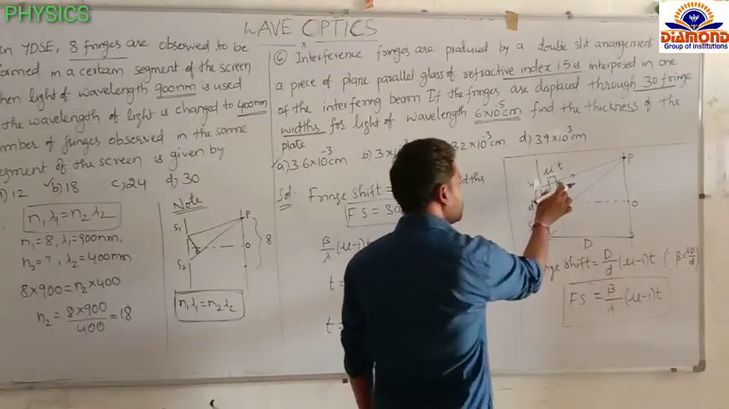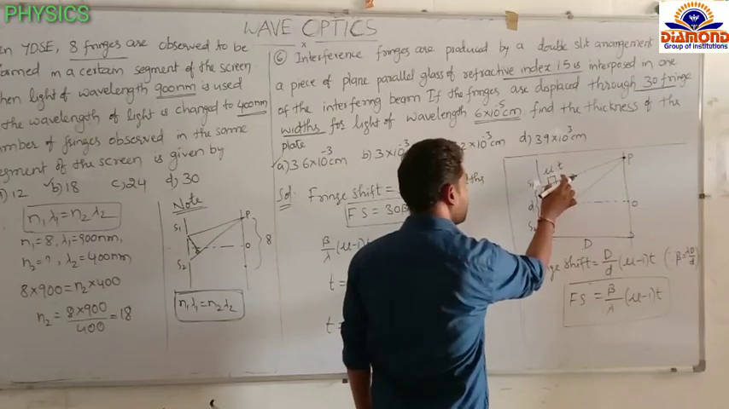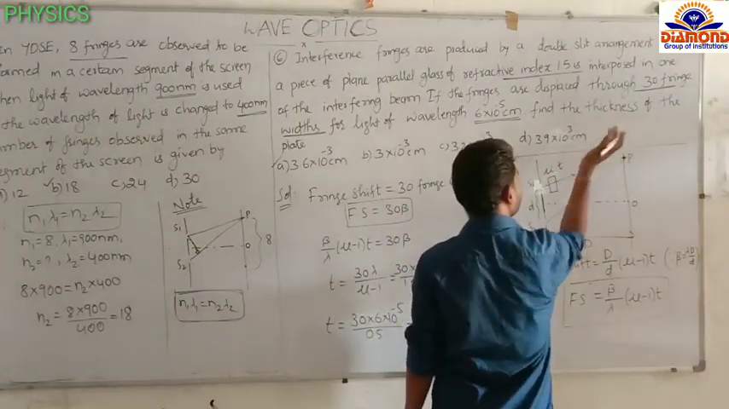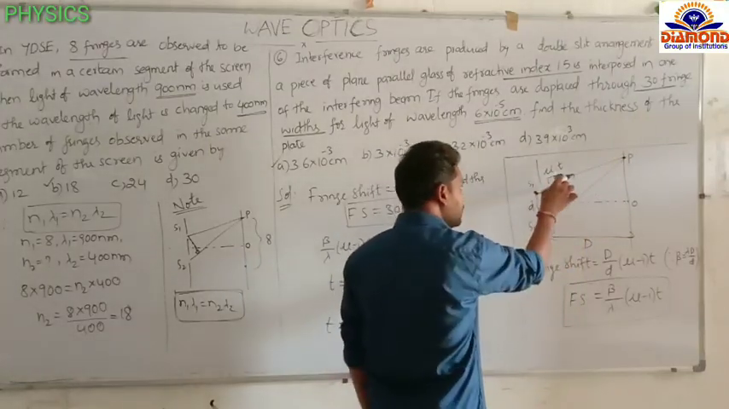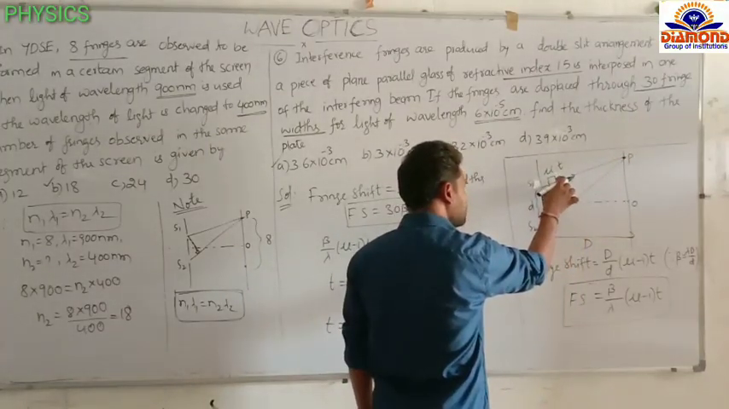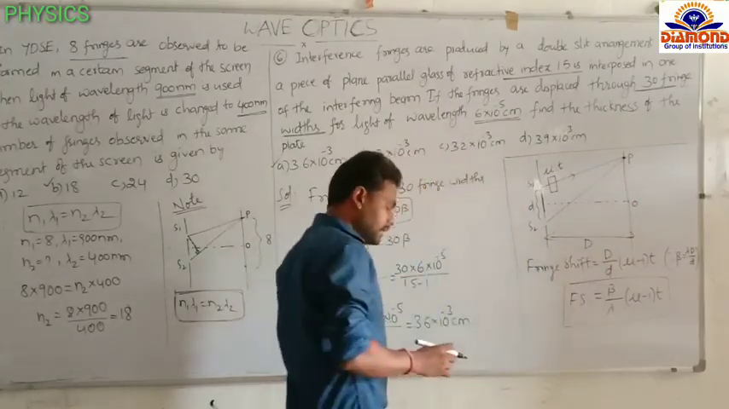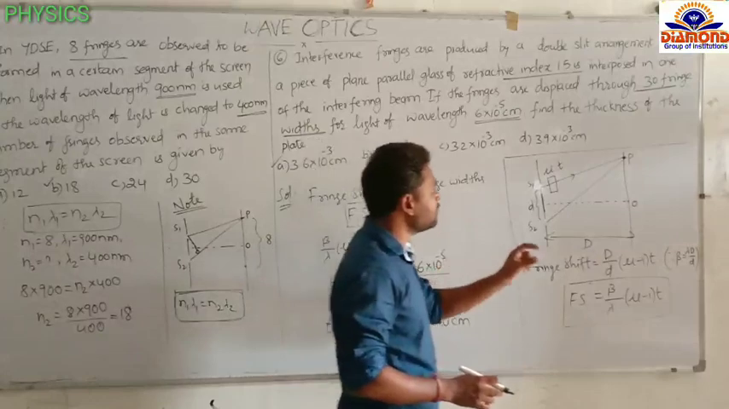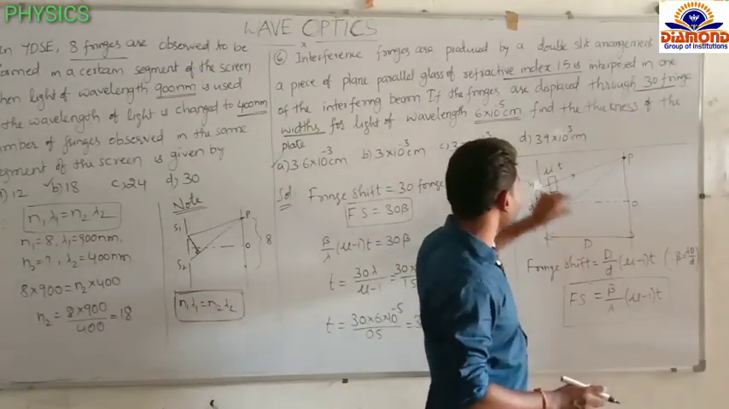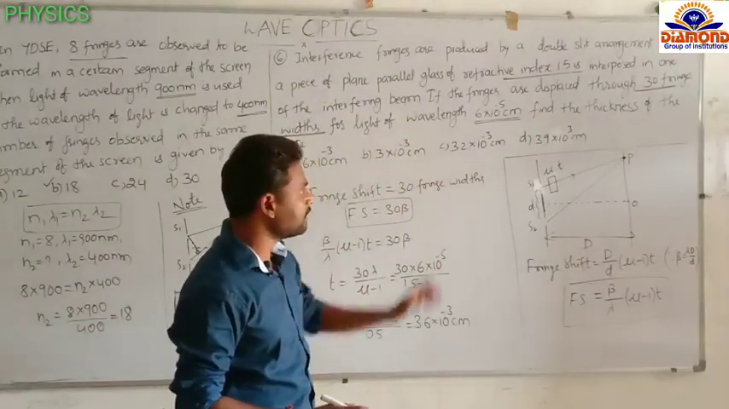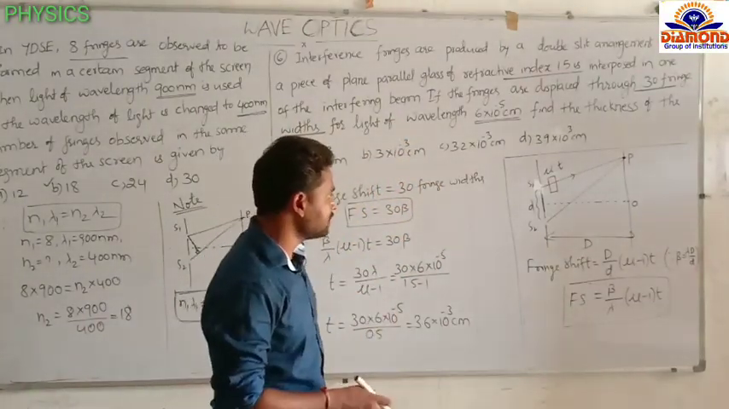By keeping this transparent plate in front of S1, the central maxima will be shifted to the upward direction. If we keep this glass plate in front of S2, then the central maxima will be shifted to the downward direction. So the shifting of the number of fringes depends on the thickness of the glass plate or transparent medium and the refractive index of that one.